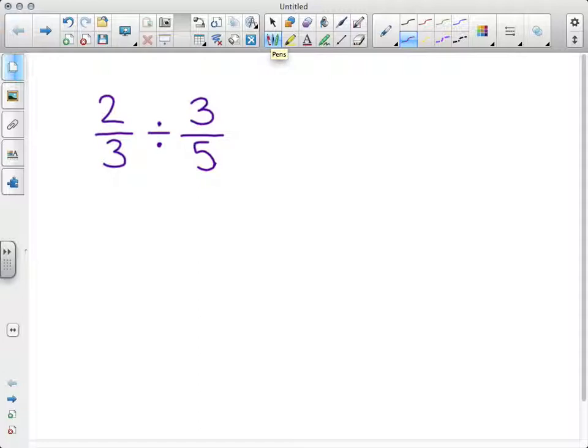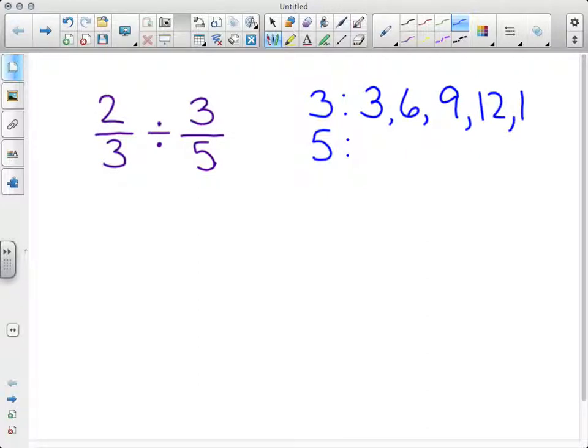So when we use a model, it's a little tougher because we're not talking about the same size. We have thirds and we have fifths. We need to find what we call common denominators. So the way I find common denominators is, until you get good at it, you might have to do this first: I list the multiples, and I find the least common multiple, which is also the lowest common denominator. So we start listing multiples of 3. 3, 6, 9, 12, 15, 18.